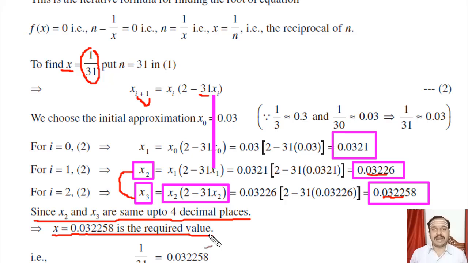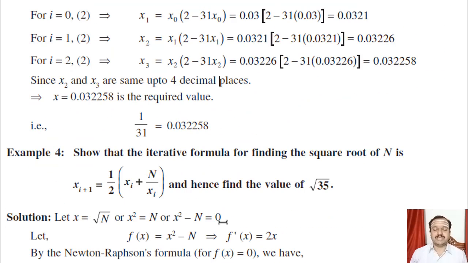Of 1 by n. What is n? n is 31. So the value of 1 by 31 we have now computed as 0.032258. So this is how we have used the Newton-Raphson method to find the approximate value of 1 by 31. Not necessarily 1 by 31. You can find 1 by 100, 1 by 1000, 1 by any number. You can find it with the help of the same iterative formula, provided you know the initial approximation x0.